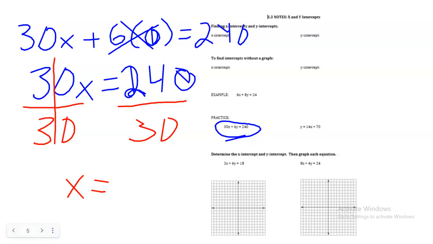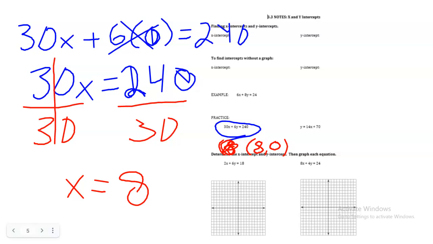And then if you want to take your calculators, you can do 240 and divide that by 30. And that gives you 8. So that means my x-intercept, so when y is equal to 0, it means x is equal to 8. So that means that our line crosses the x-axis at 8.